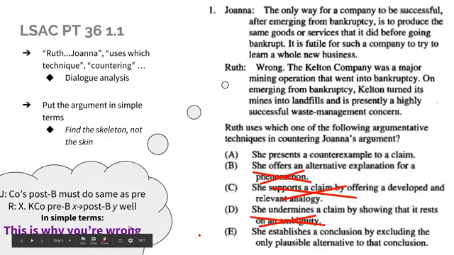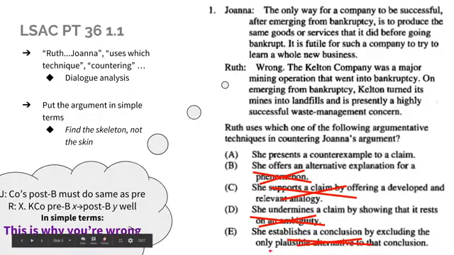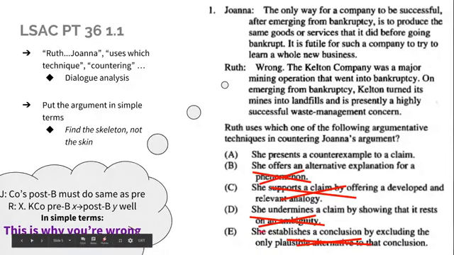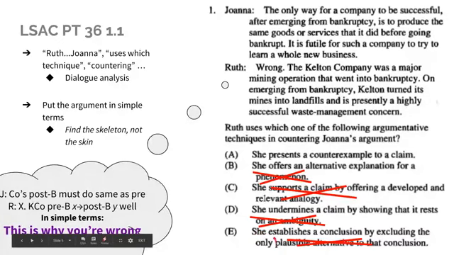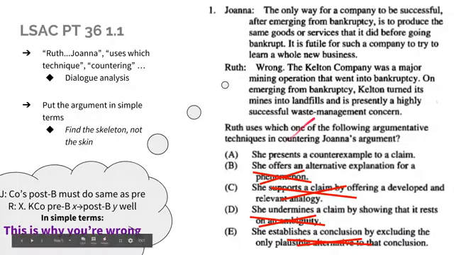E: She establishes a conclusion by excluding the only plausible alternative to that conclusion. Not quite. There's no "only." This is always a red flag. Any sort of absolute word is an easy way to trick a test taker, because if you are reading this quickly, you might think she concludes there is a way to change after bankruptcy by excluding the only plausible. Not quite.